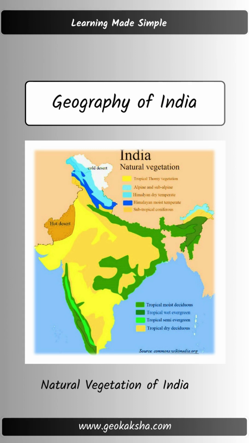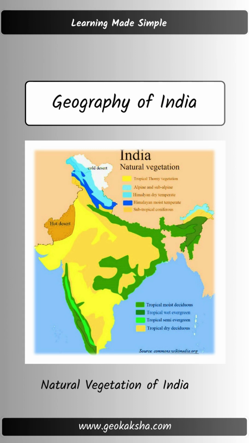Next up, we explore the iconic desert vegetation of India. The Thar Desert in Rajasthan is one of the driest places in India. Here, the vegetation is minimal, consisting mostly of xerophytic plants, shrubs, and thorny bushes that are adapted to survive with little water and extreme heat.